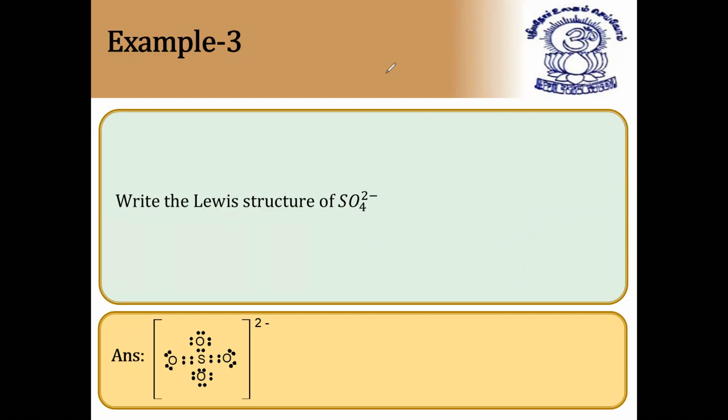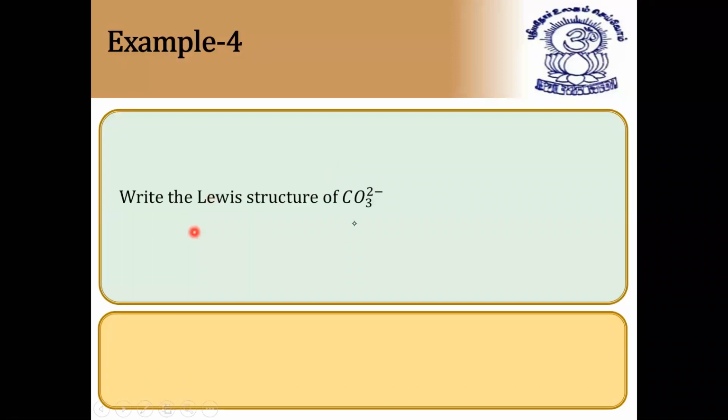Next question. Example 4: write the Lewis dot structure of CO3 2 minus. Very, very important. Whenever these ionic structures are there, they are more important from the examination point of view. They'll ask this type of question.